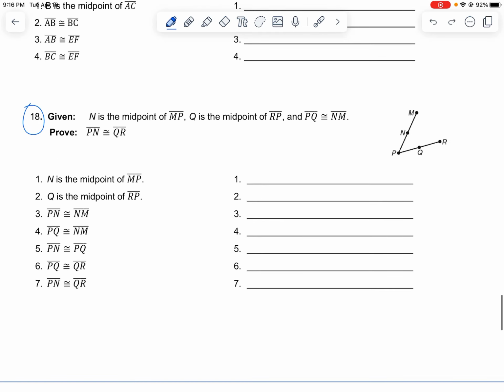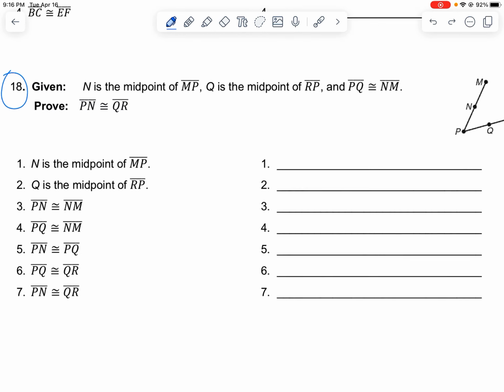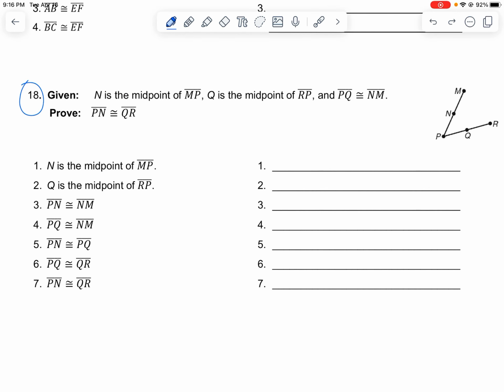So let's start with a big one. Let's just jump to 18 and see if we can write down the justification for why these statements can be made here on the left. Let's start at the beginning. N is a midpoint of MP. Here is MP, N is a midpoint. Well, we can know that because it's right here in our given. So we write given. Q is a midpoint of RP. Here's RP, Q is the midpoint. That's also in our givens, just right up there.